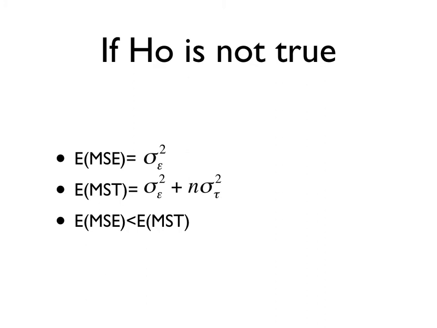EMST is just numbers? N is the number of subjects per group. And we're going to assume it's always equal. It doesn't have to be, but to make the world simple right now, we're going to make it the same number of subjects per group. You just weight it differently, that's all.